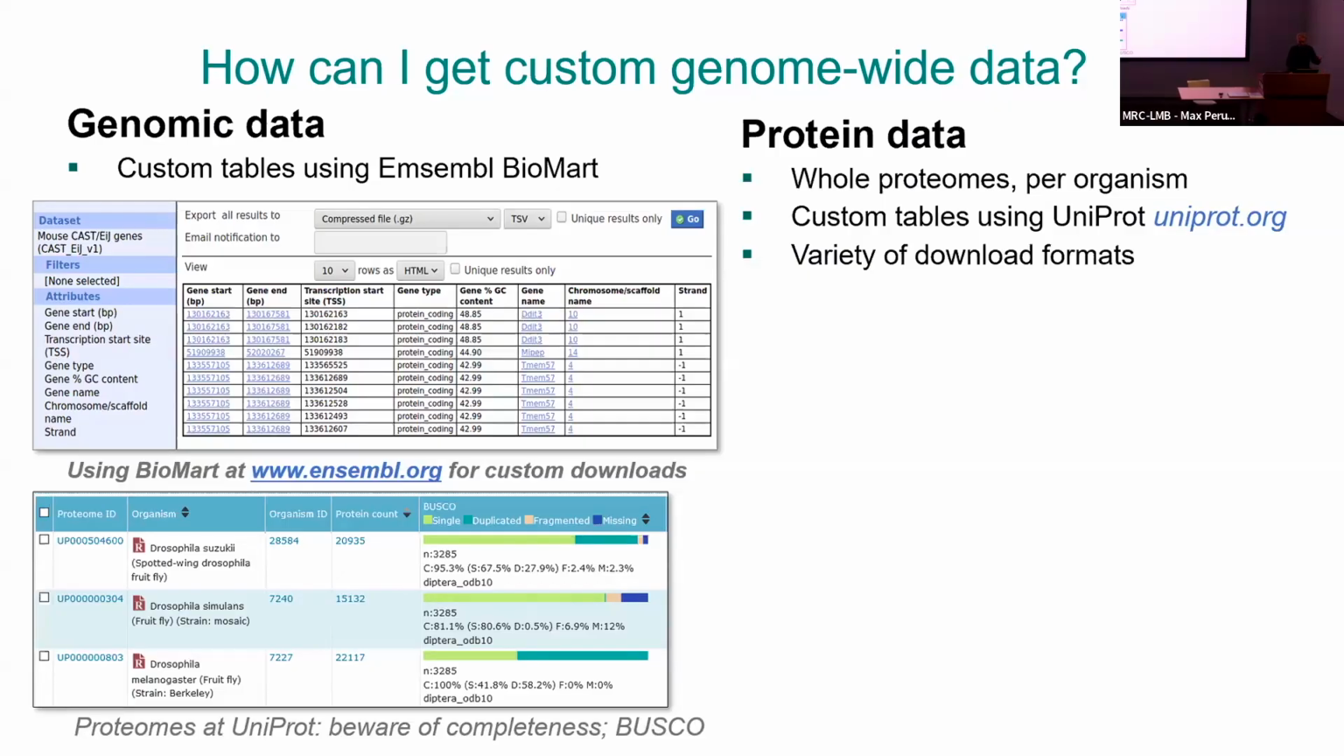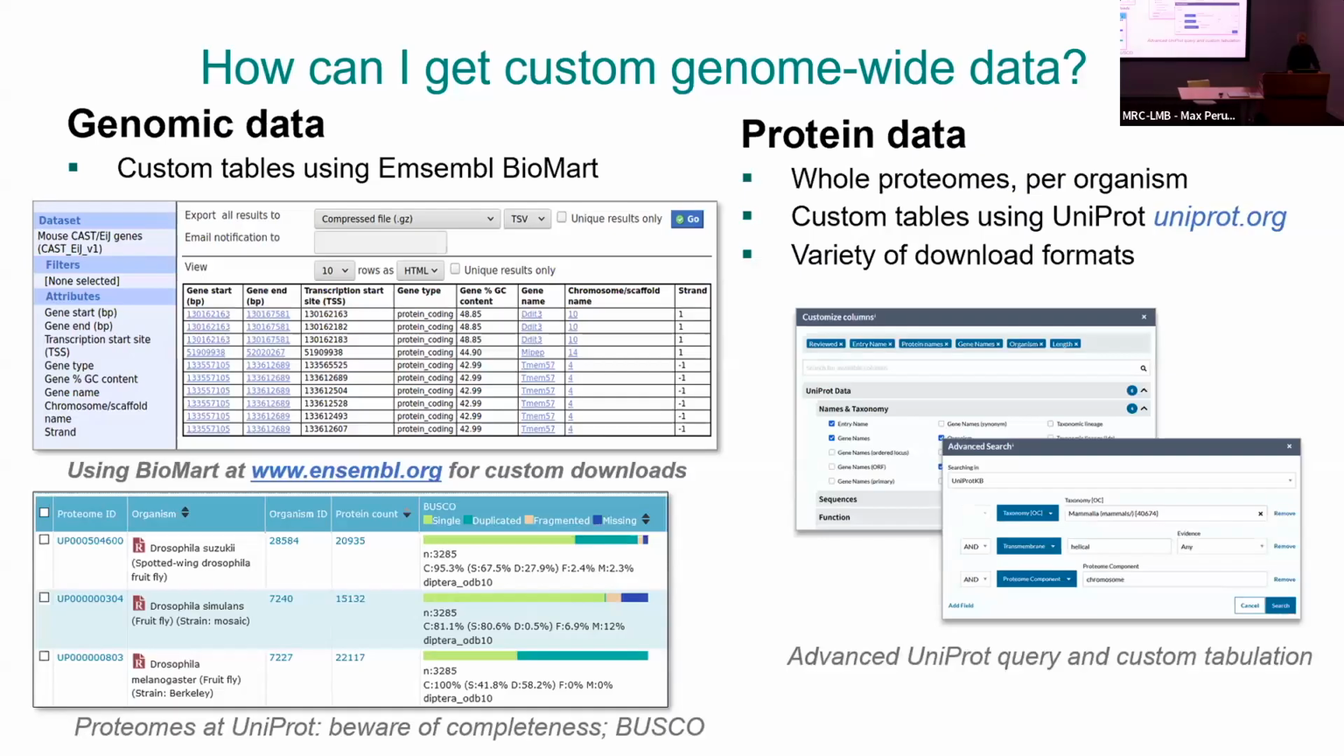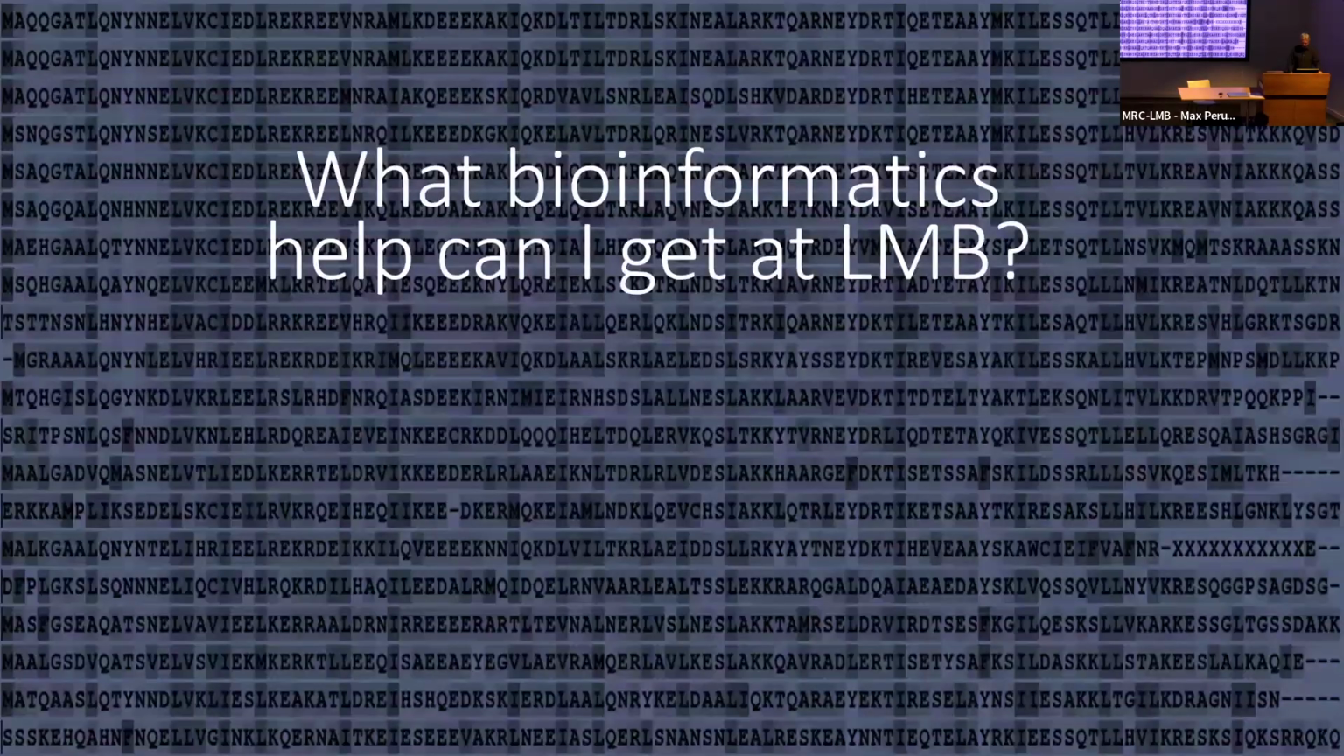Anyhow, assuming we've got a good proteome, we can use UniProt to select particular genes or proteins of interest, and then get whatever columns of data we want out. If you see it on the UniProt website, you can download it, basically. And yeah, this can be genome or proteome wide. All right, finishing up a bit.